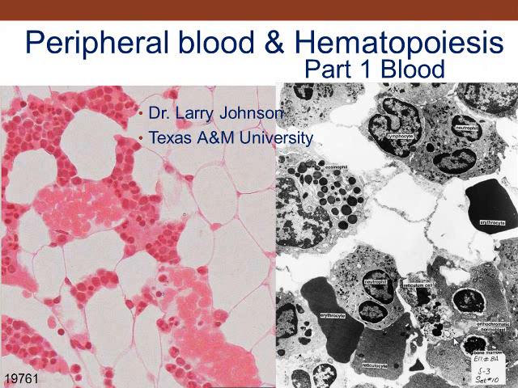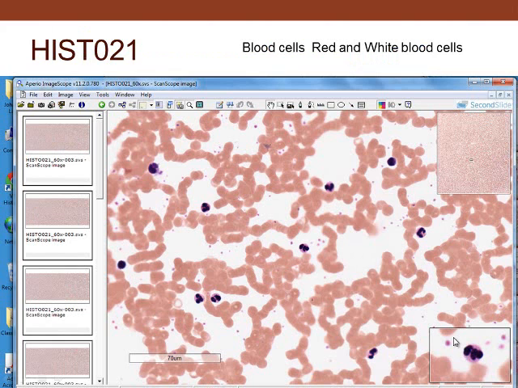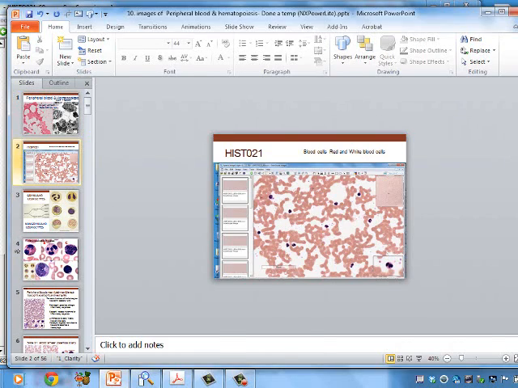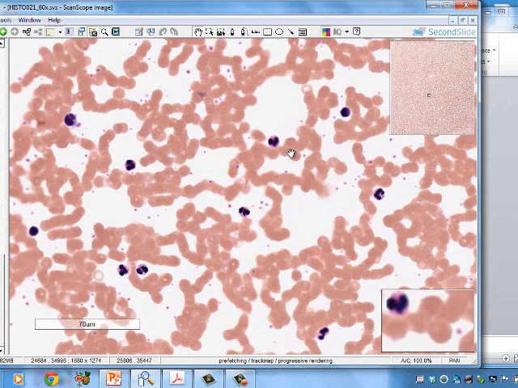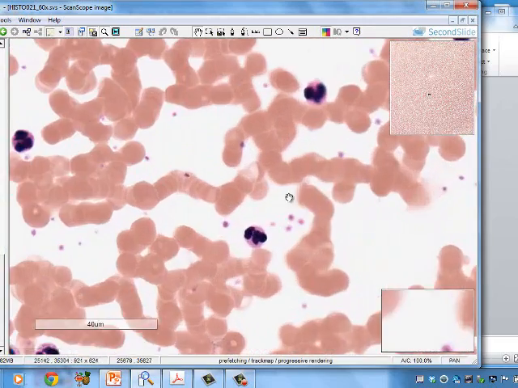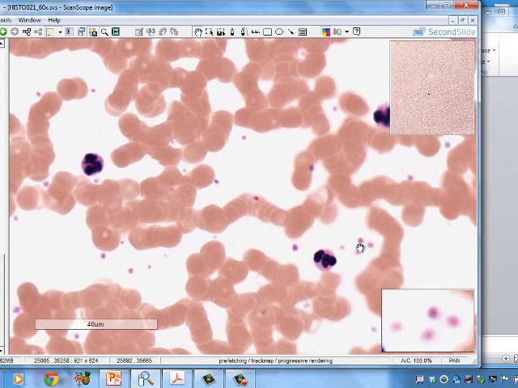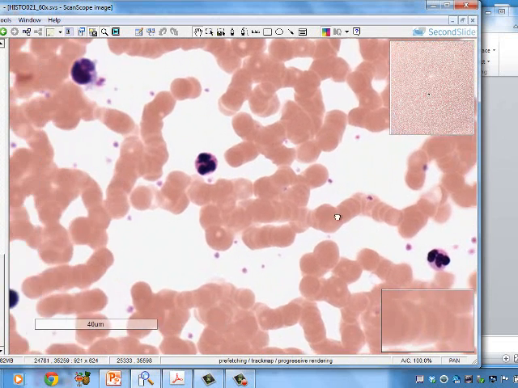Today we're going to talk about peripheral blood and hematopoiesis. If we look at whole blood, we see red blood cells and we see white blood cells. So let's just take a look at that. Here we see white blood cells. Here these are neutrophils. I'm going to go a little higher mag of that. See neutrophils, platelets. These are red blood cells.